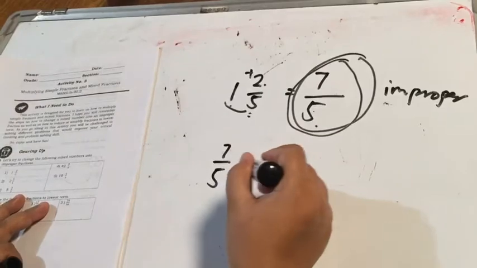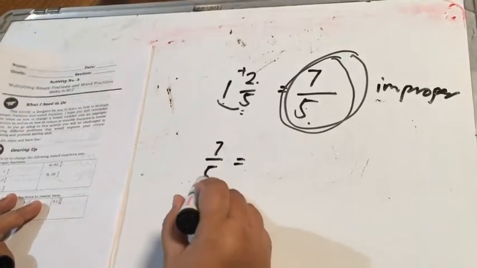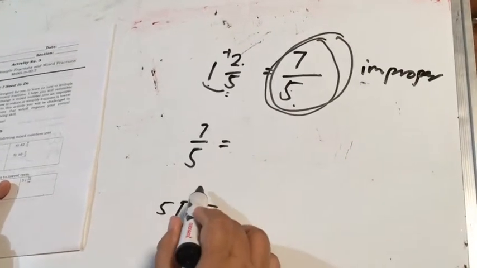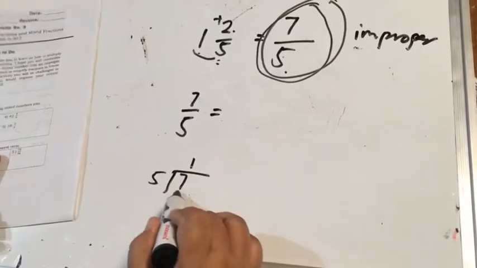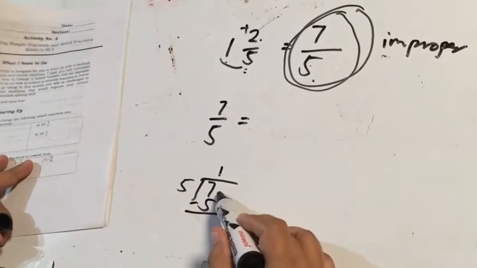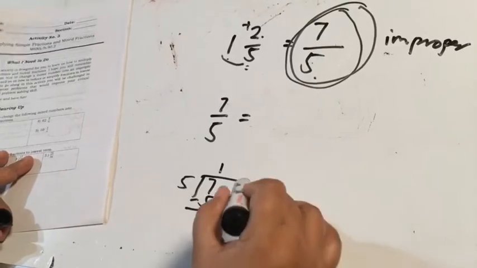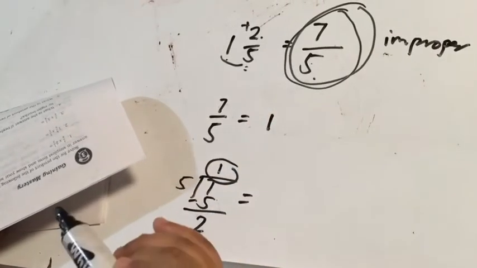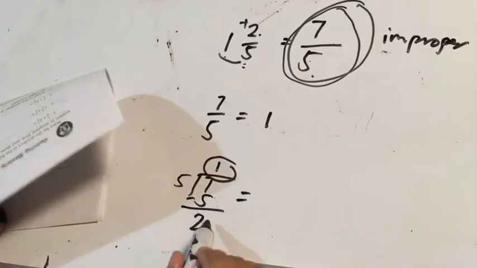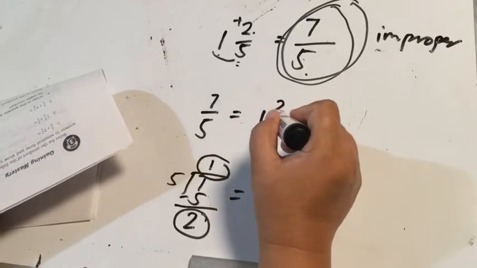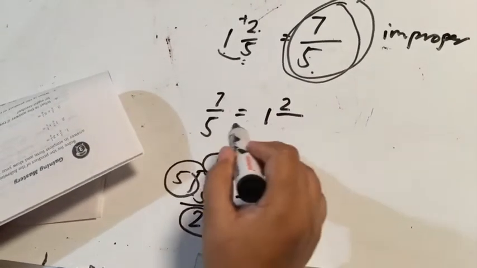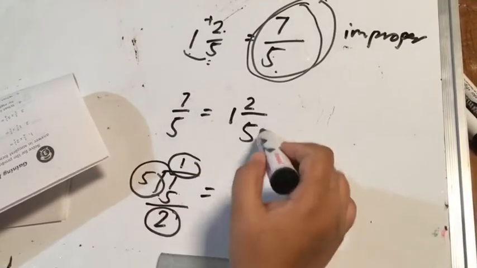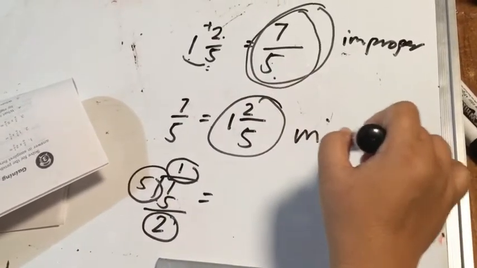Okay? So 7/5 is an improper fraction. If you change that into mixed, you have to divide 7 by 5. So 7 divided by 5 will give you 1. 1 times 5 is 5, and then you subtract. 7 minus 5 is 2. Your mixed number will have 1 as the whole number, the remaining 2 will be your numerator, and the denominator is still 5. Okay, so 1 and 2/5 is the mixed form.